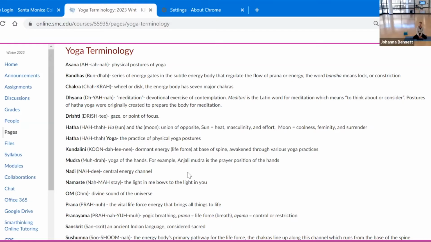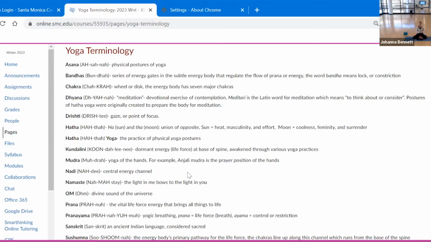And then the next term is Hatha. This represents the merging of the sun and the moon, the polar opposites. The sun represents heat and effort, and the moon represents coolness, surrender and reflection. In our practice of Hatha Yoga, you may notice that we do practices that build heat, and then we also do practices that are cooling and more stilling. Also, Hatha refers to the practice of the physical yoga postures as well. So it has a few meanings.